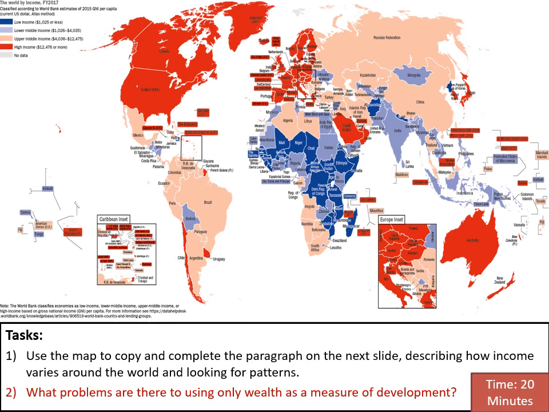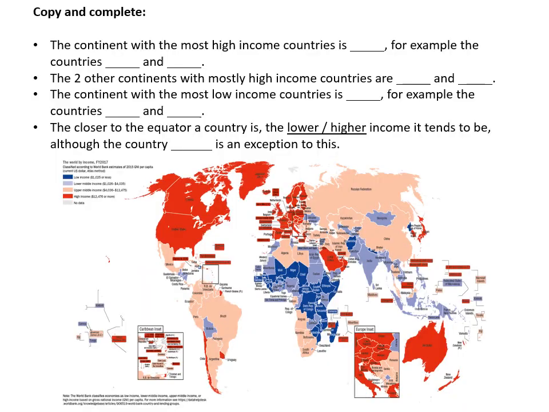Go into Google Images, type world map, and you'll get loads of different versions that you can zoom into and read. So what's the point of this paragraph? Well, it's describing how income varies around the world, looking for patterns, and there are definitely some patterns. So let's move on to the next slide. You can come back to this one yourself by rewinding, and let's look at what I'm asking you to write.